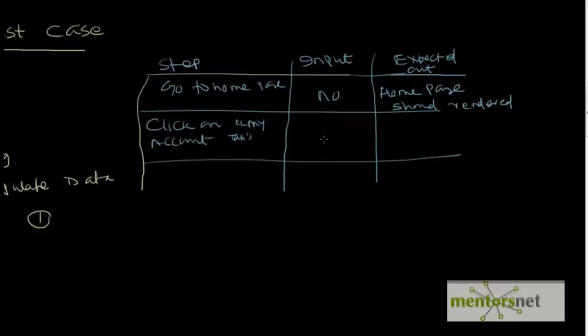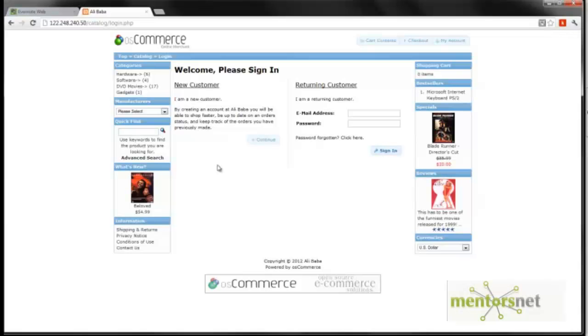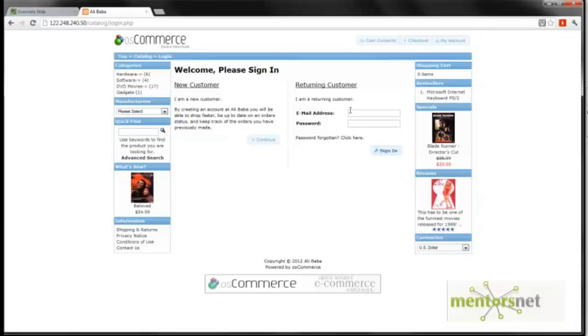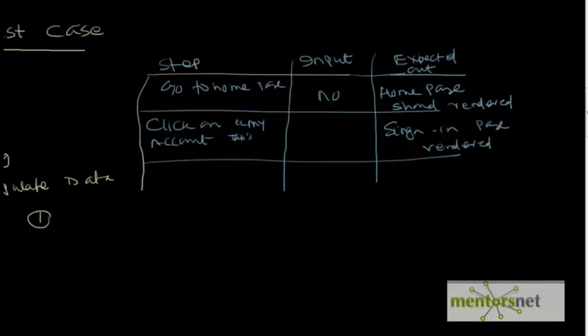There is no input here. And what is the expected output? The expected output here is that it should go to the welcome page or sign in page. Then in this email address and password, I'm going to put some data. So I need to consider what kind of data I need to put.